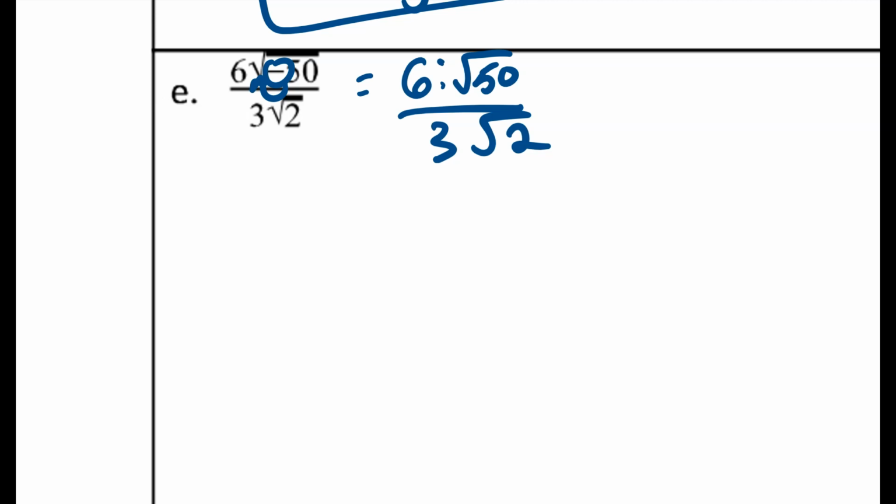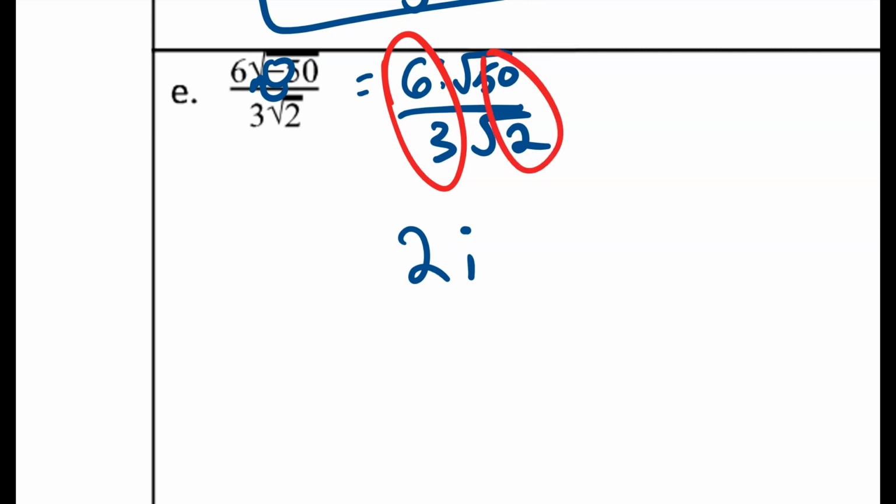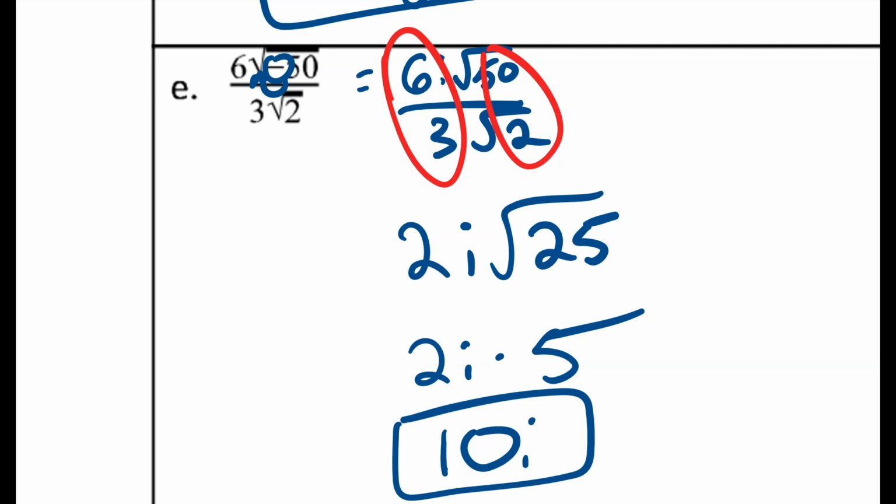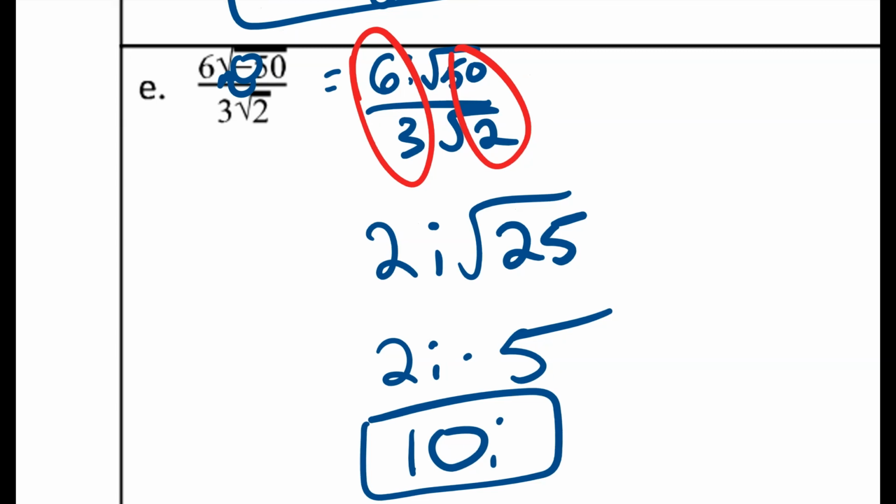So I'm going to divide the 6 and the 3 to get 2, but there's still an i hanging out there, and I'm going to divide the insides, 50 divided by 2, to get radical 25. Radical 25, again, I'm pretty happy about that because that's a perfect square. It simplifies to just 5. So my final answer when I multiply those coefficients is just 10i.